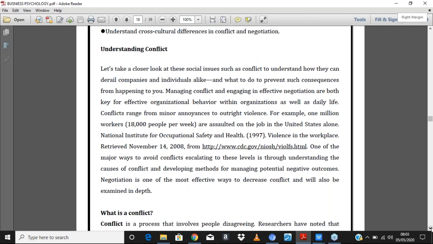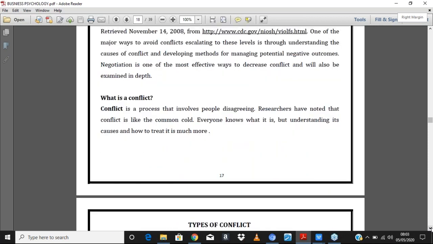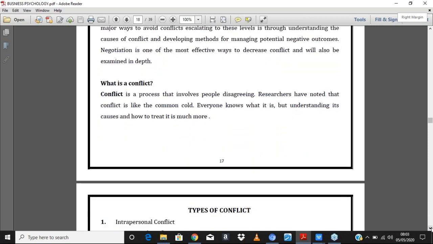So, first of all, let's look at a general understanding of what conflict is, because conflicts are things that sometimes we cannot avoid. Managing conflict and engaging in effective negotiation are very key parameters in dealing with organizational behavior and dealing with workers within any system. We could have very minor conflict, and we could have bigger kinds of conflict. After that, we'll also look at negotiation, which is one of the most effective ways to reduce conflict.